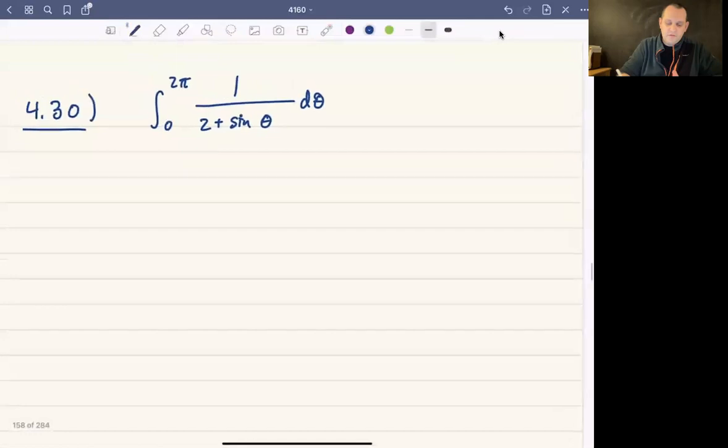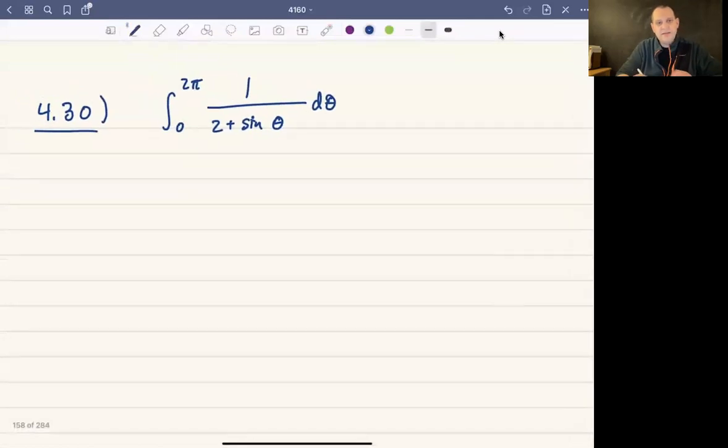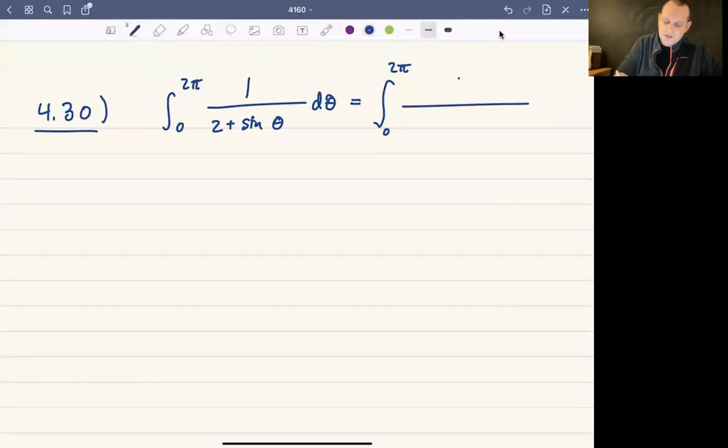Now, the first thing I want to do is recognize sine of theta as a sum of exponential functions. So here we're introducing, kind of artificially, sine of theta written as a sum of exponential functions. So sine of theta is going to be e to the I theta minus e to the negative I theta all over 2I. And we're still integrating with respect to theta.